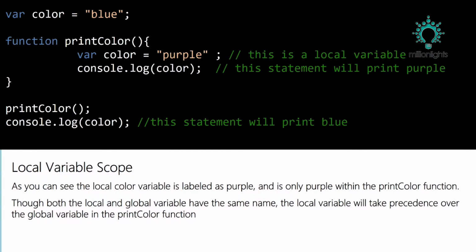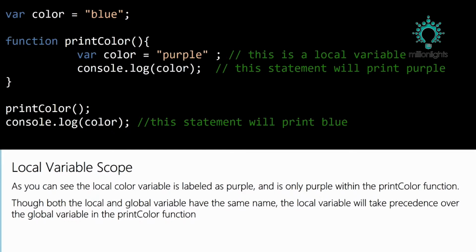Versus the next example, where we've now made color into a local variable. We have the variable color right at the beginning, then we have it inside of a function. So inside of the function, when you console log the color, you will get blue. I mean, you'll get purple, I'm sorry.